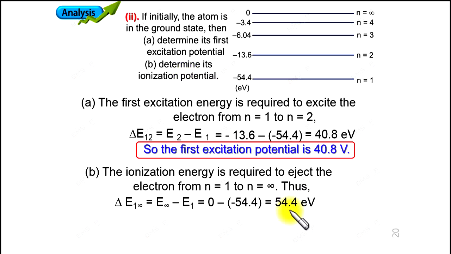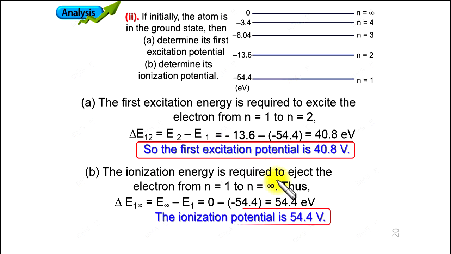That means we need to calculate the ionization potential. This is the ionization energy. Here we need to divide this energy in electron volt by e. So, the ionization potential here will be equal to 54.4 volt. So, this is the B part of the question.